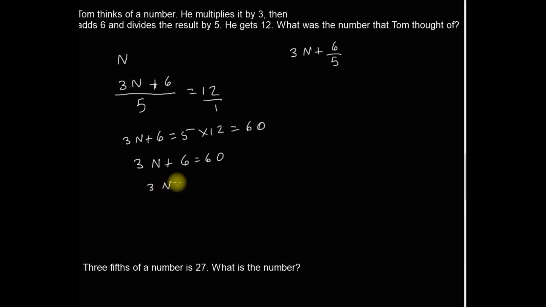3n is equal to 60 minus 6. I take the plus 6, move it to the left hand side, the sign changes, and I have on the left side only a term involving the unknown, which is the 3n term. So 3n will be equal to 60 minus 6, which is 54, and therefore n is equal to 54 divided by 3, which will be 18.